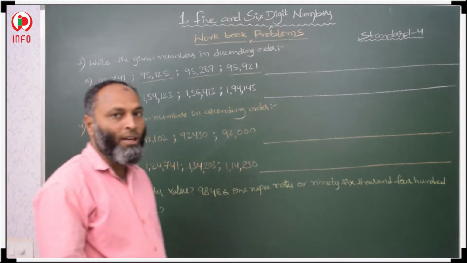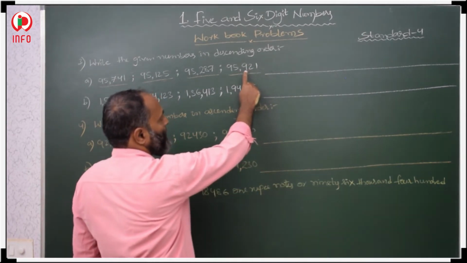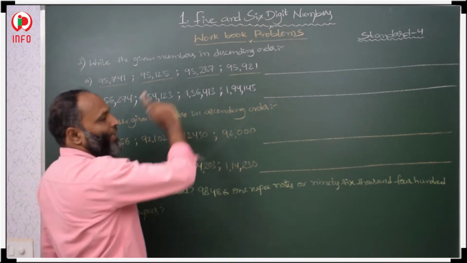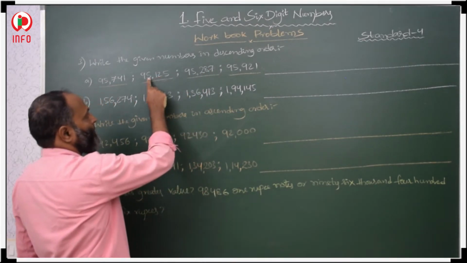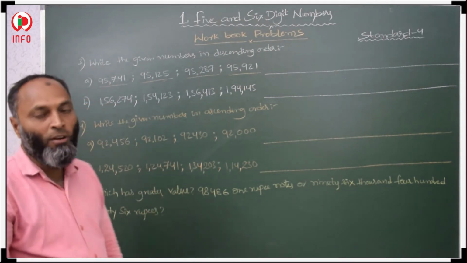First we have to count the number of digits. In the first numeral, 1, 2, 3, 4, 5 digits are there. In all, 5 digits are there.